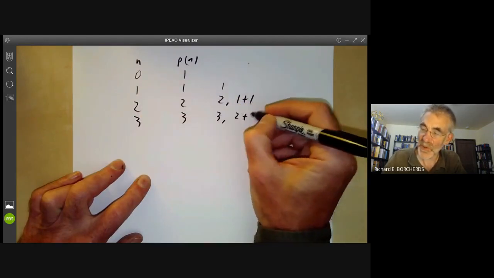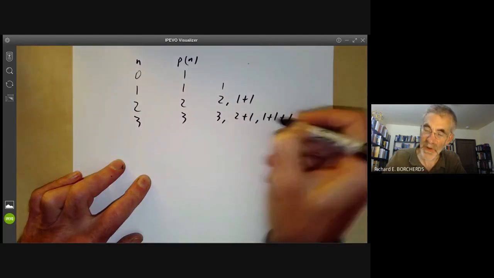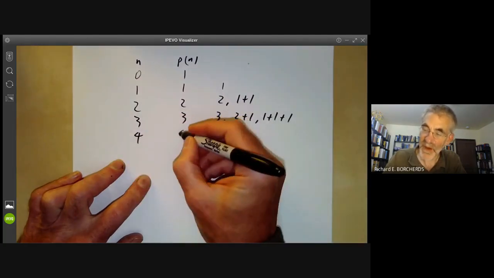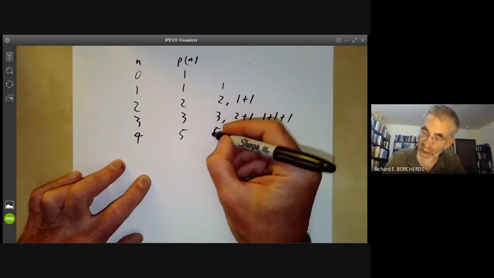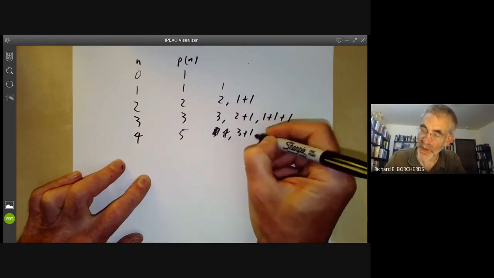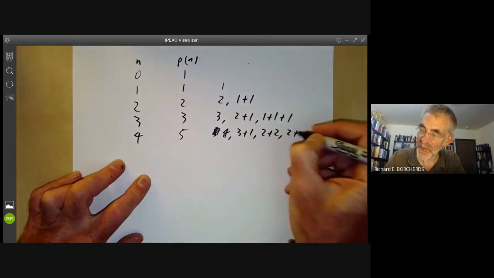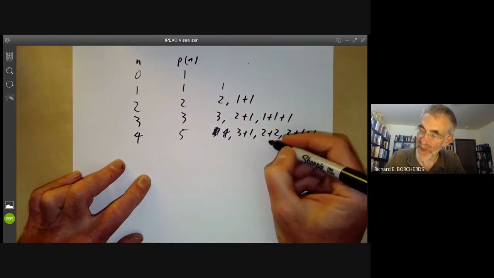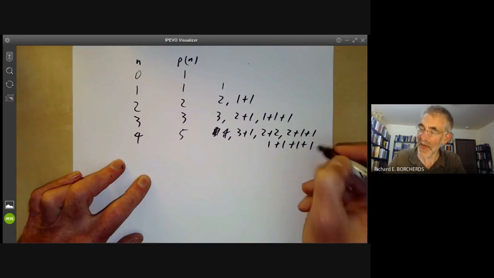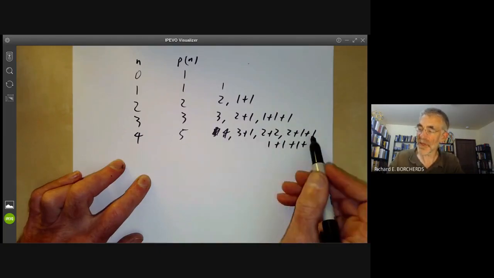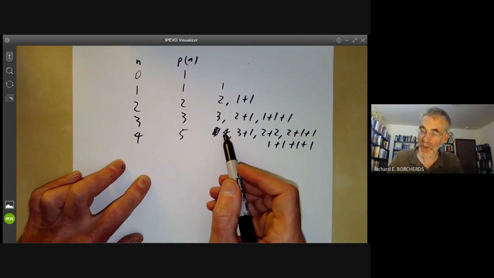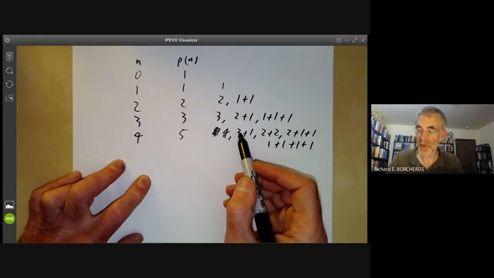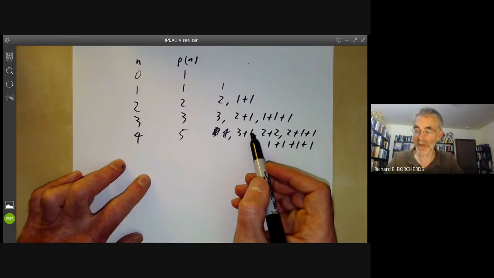3, 2 plus 1, 1 plus 1 plus 1. For 4, we get 5: 4, 3 plus 1, 2 plus 2, 2 plus 1 plus 1, and 1 plus 1 plus 1 plus 1. And you see these corresponded to the groups of order 16. We had Z over 2 to the 4 Z, Z over 2 cubed Z times Z over 2Z, and so on.